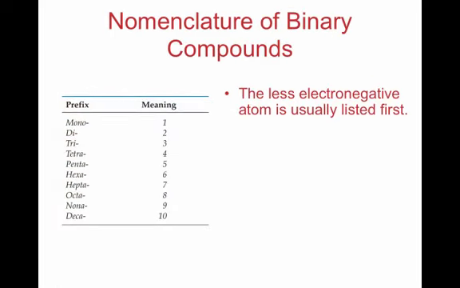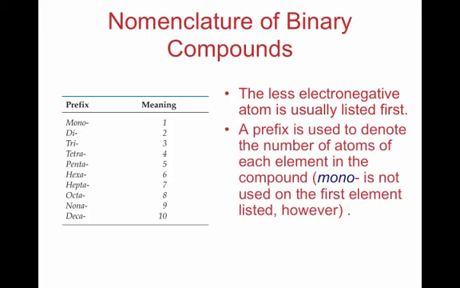Nomenclature of molecular binary compounds. Molecular compounds share electrons and they form between nonmetals, or between a nonmetal and a nonmetal. We typically put the less electronegative element first. You should have that chart of electronegativity from Chemistry 1. Remember, fluorine's the most electronegative. All the way down, cesium and francium are the least electronegative.